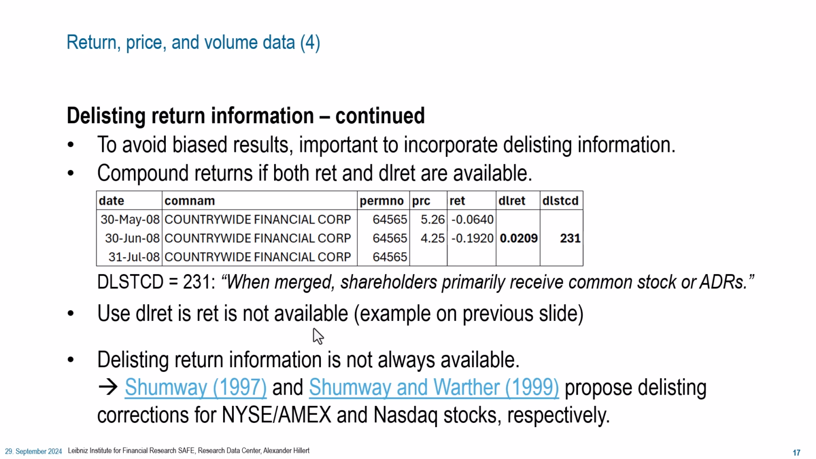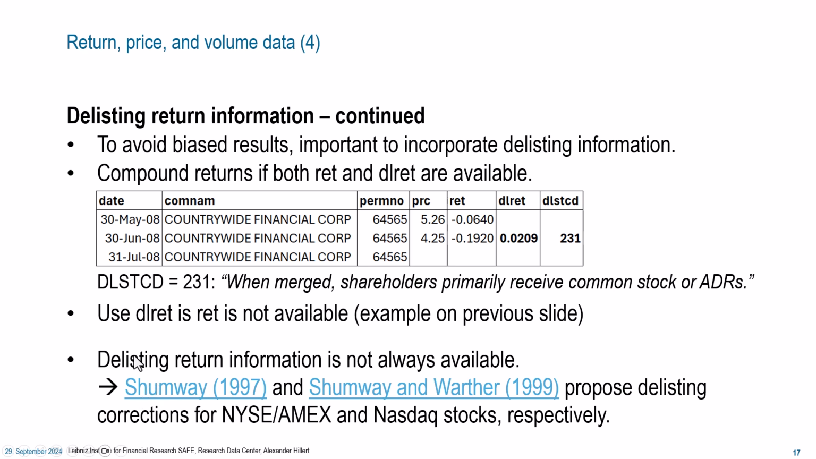Even though CRSP is a very good database, delisting information is not always available, particularly in the earlier decades, like the 1920s, 30s, and so on. There are cases where stocks disappeared and we don't really have a clue what the final delisting payment was. And that holds even in the 70s and 80s. And there are 2 research papers that analyze what you should do in these cases.